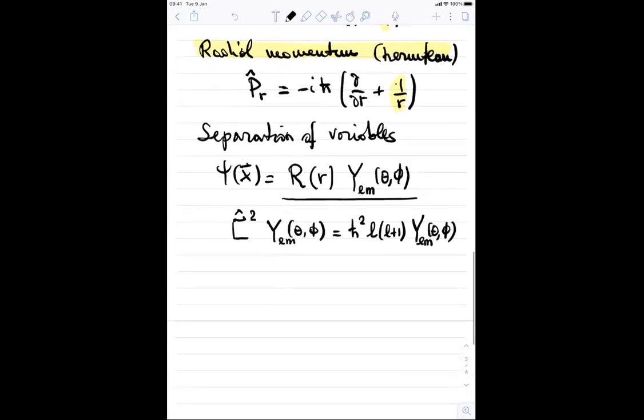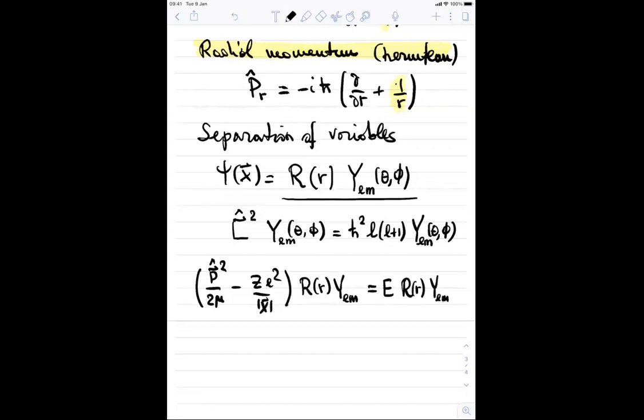Let's see again the thing. So I recall, p square over twice the mass minus z e square over r, times psi, okay? I write the psi as a radial function times the spherical harmonics. I want this to be equal to some energy times the radial function times the spherical harmonics. I omit the theta and phi, because, I mean, it's obvious.